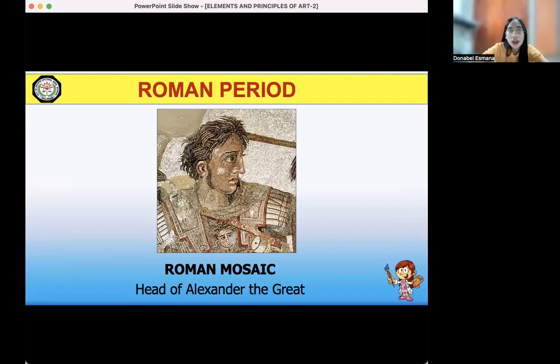Again, when we say Roman period, yung pong mga paintings nila, they just copied and imitated it from the Greek period, no? And this is an example. Kasi mostly ang subject nila, aside from animals and human life, is a portrait, just like this.